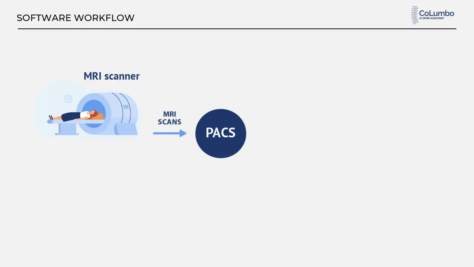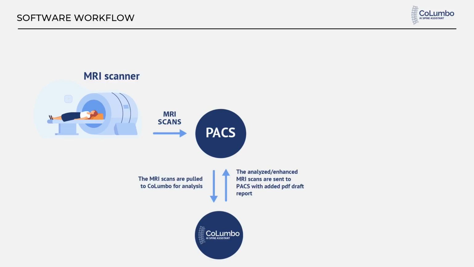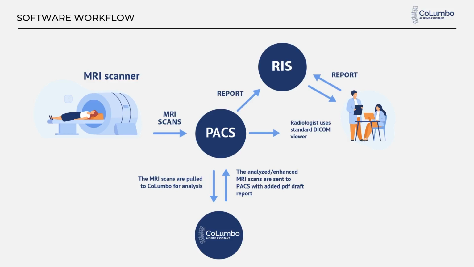CoLumbo offers a seamless PACS integration and a flexible deployment. It can be hosted either on-premise at your organization, or you can use our cloud-based service. Once deployed and integrated, the software automatically scans for new DICOM images in the background, downloads them, performs all the necessary analysis, and returns the results back to the PACS with added visualization and measurements. The final draft report is also added to the RIS for convenience.